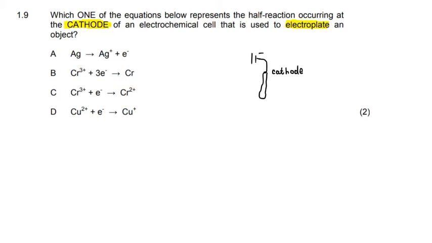So what is the question here actually? They're asking which one of the equations represents the half reaction occurring at the cathode. The reaction that always occurs at the cathode is the reduction half reaction. So we just need to see if any of these equations are giving off electrons, and then we quickly cancel them out. I can already cancel out A because it is an oxidation reaction, so that's out. So reduction, gain of electrons.